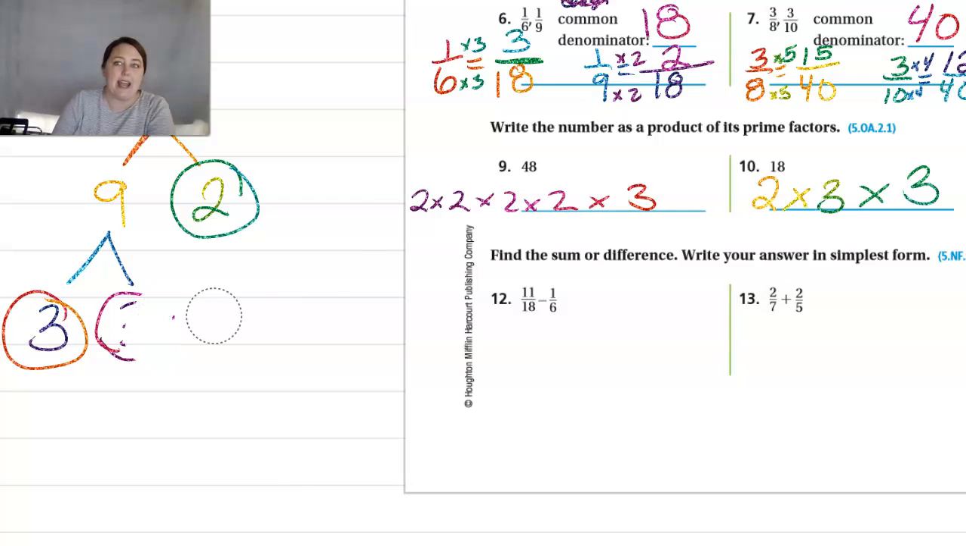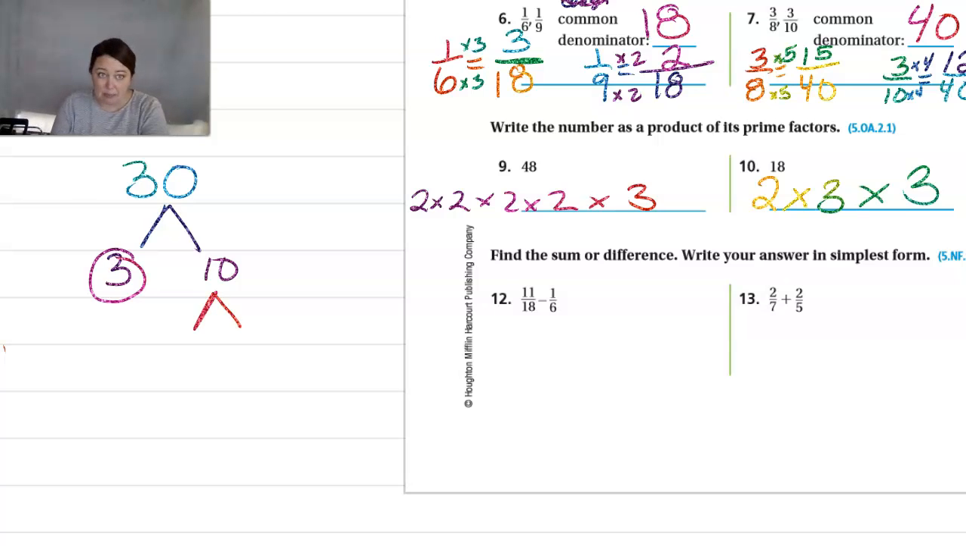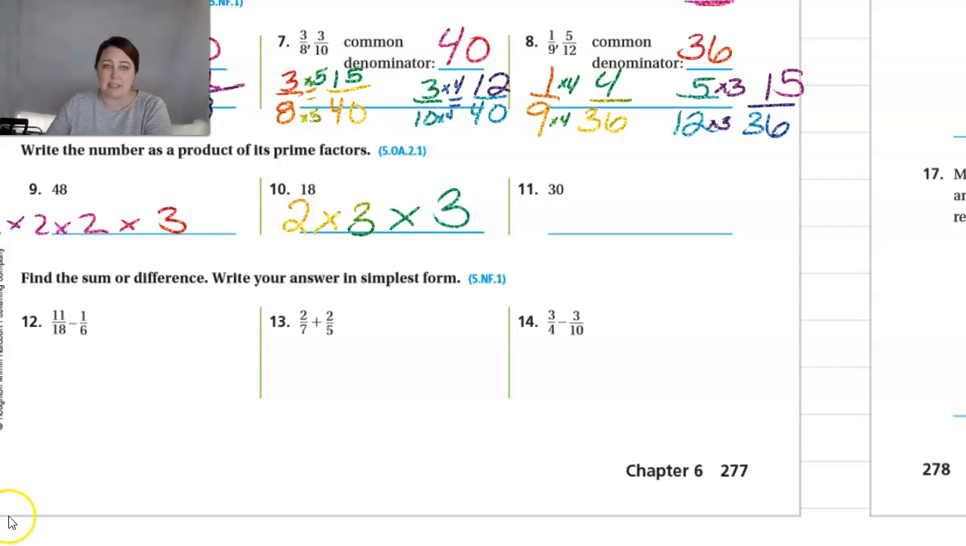All right, now 30. 30 is our next number. Two numbers that multiply together to get 30. I know 3 times 10. 3 is prime. Two numbers that multiply to get 10 are 2 times 5. They're prime as well. So with those three numbers, 3, 2, and 5, I need to put them from least to greatest. So 2 times 3 times 5.